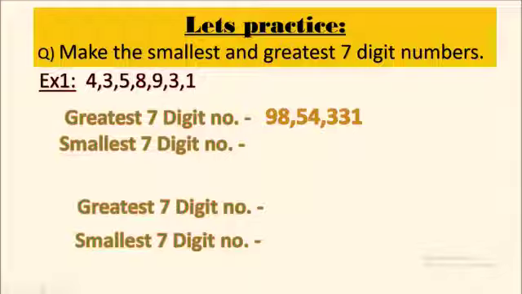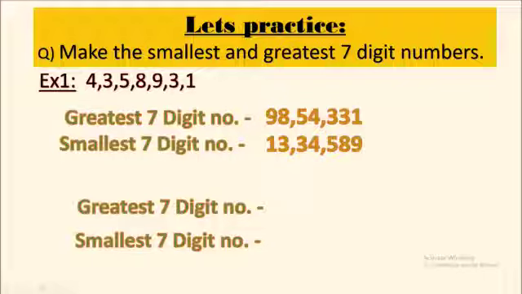98,54,331. For the smallest, we have to place the smallest digit first. That is the ascending order now. So 1, 3, 3, 4, 5, 8, 9 will be the number. So that is 13,34,589.